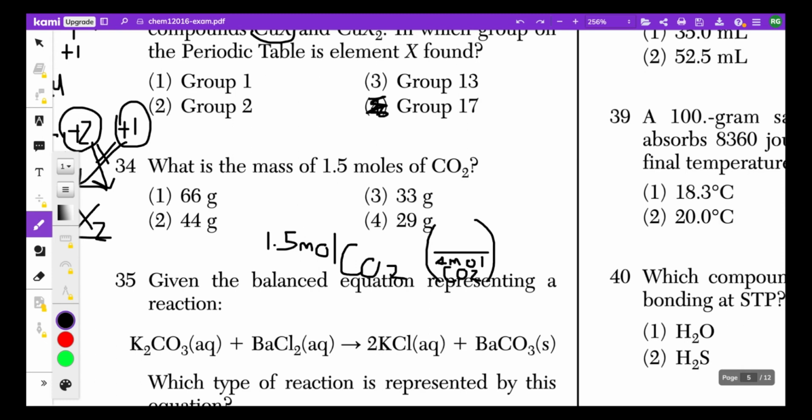So for every 1 mole of CO2, it actually weighs 44.01 grams. It's just the atomic mass of each element added up. That's going to be your molar mass. So 44.01 grams. Your units cancel out, and putting this into your calculator, you're going to get about 66 grams.